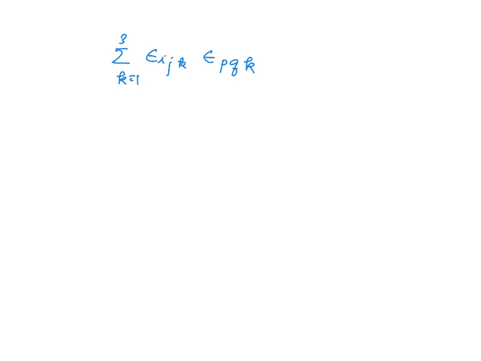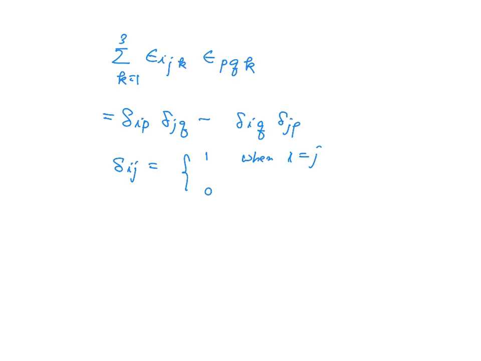So many students ask me a question about this product of Levi-Civita symbols with the summing over from 1 to 3. It's actually delta_IP delta_JQ minus delta_IQ delta_JP. Here delta_IJ is 1 when I equals J, and 0 when I is not equal to J. So it has a name called Kronecker delta.